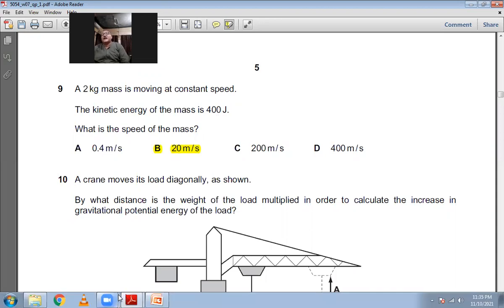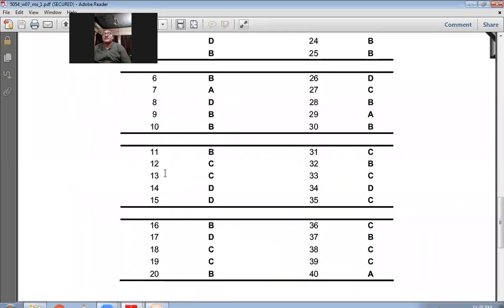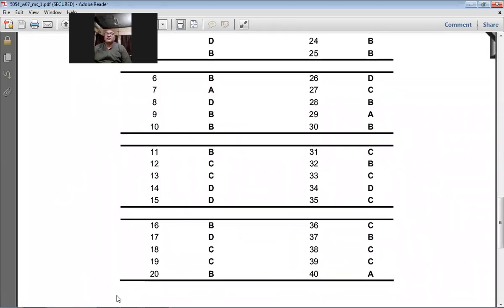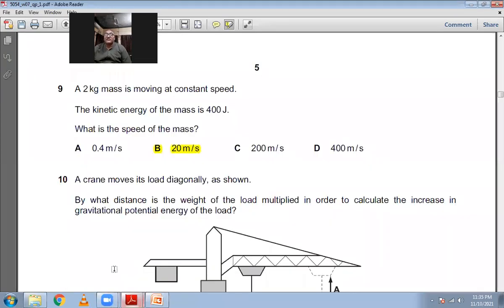So question number 9, B is the right choice. Yes, sir. That's right. Question number 9, B is the right choice.